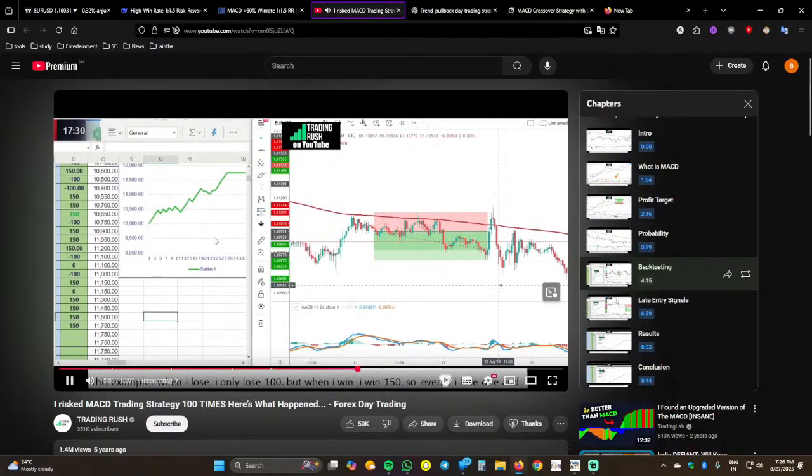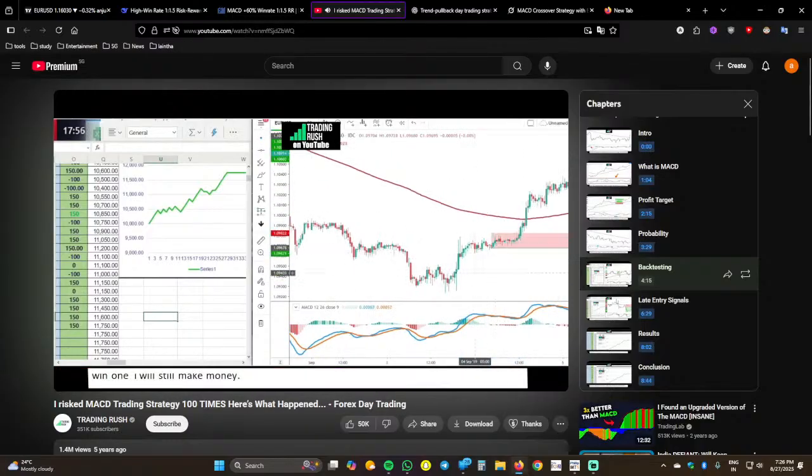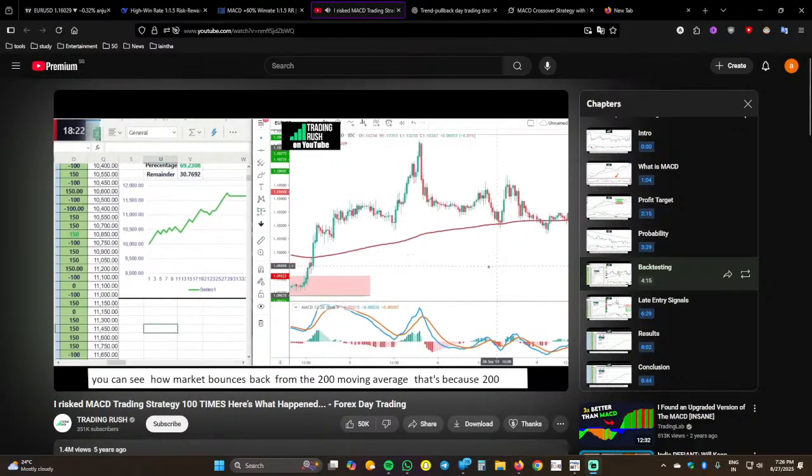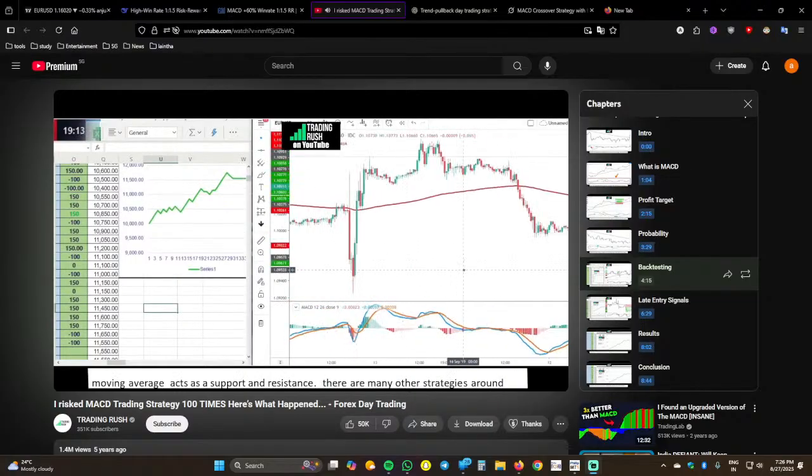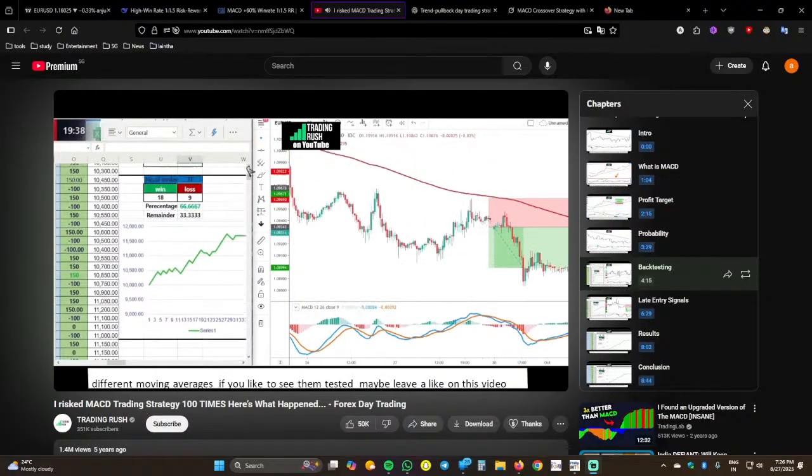So, even if I lose 1 and win 1, I will still make money. You can see how the market bounces back from the 200 moving average. That's because the 200 moving average acts as support and resistance. There are many other strategies around different moving averages.